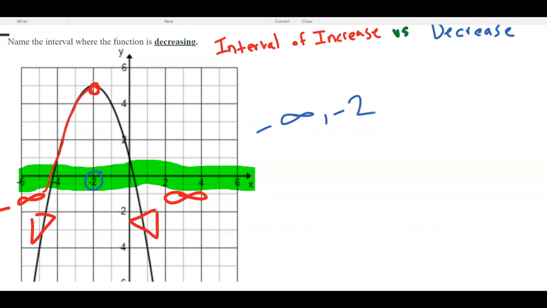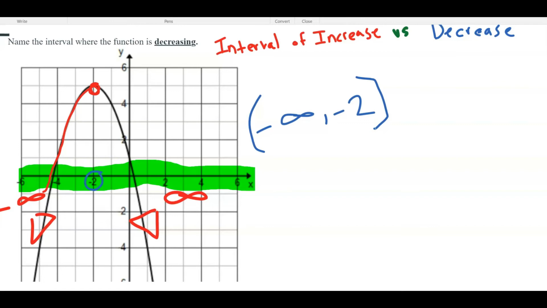So if I'm talking about increase, where is it going up? This is how I would notate that. Now you'll notice that on the left I just put a parentheses. On the right I put a bracket, and that's because that -2 is exactly where it stops. Negative infinity is not a specific point, so we put the little parentheses around it.